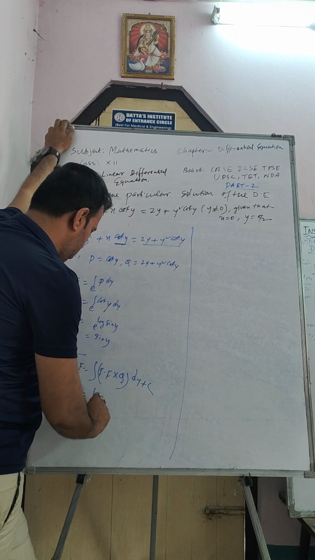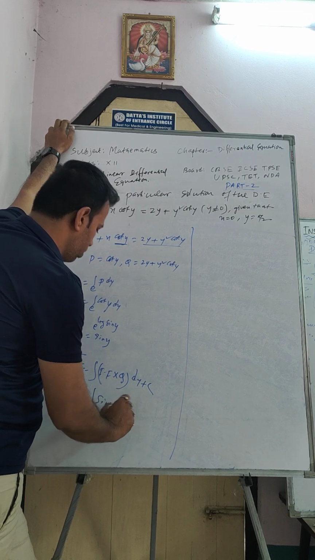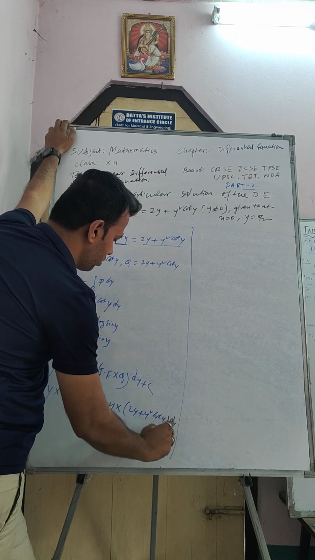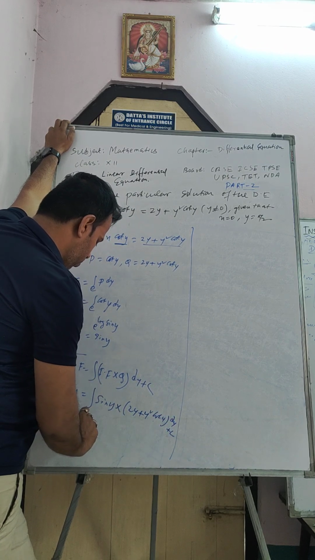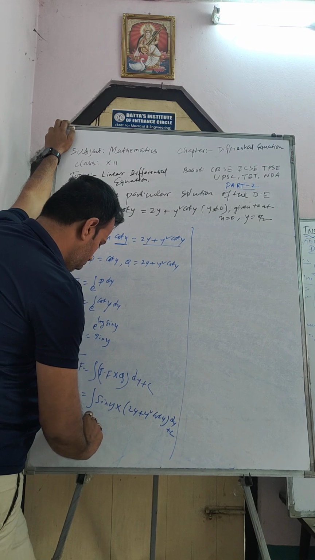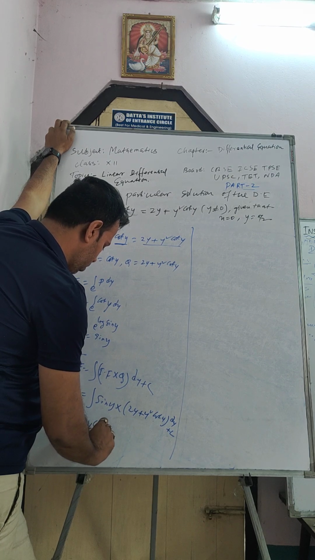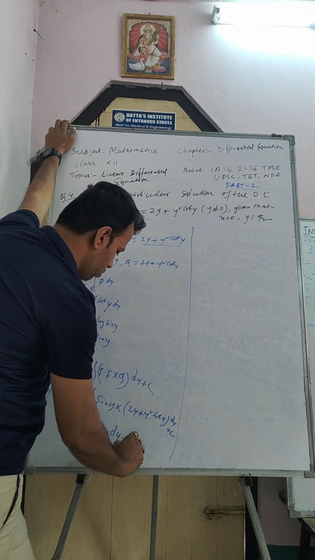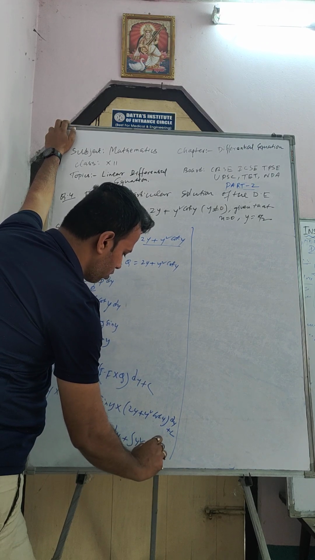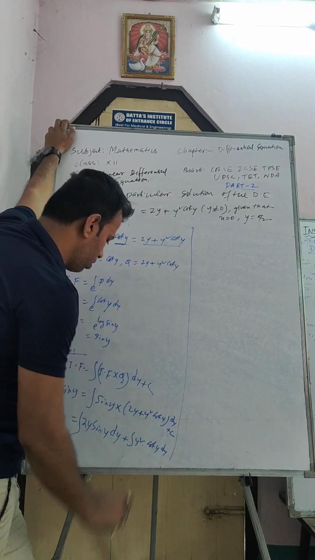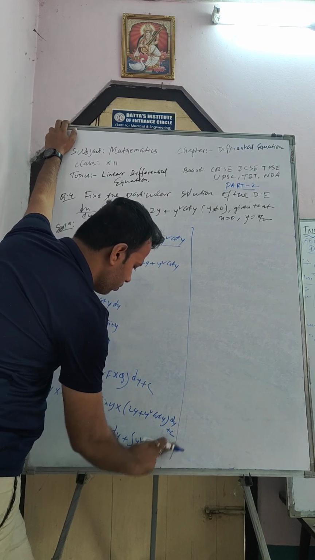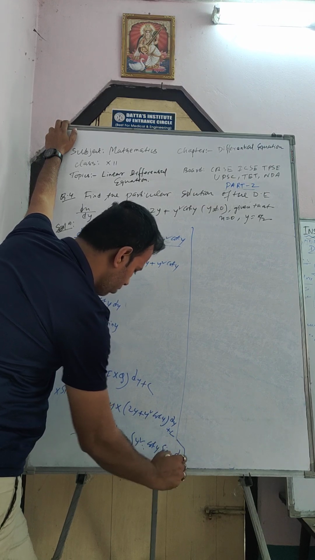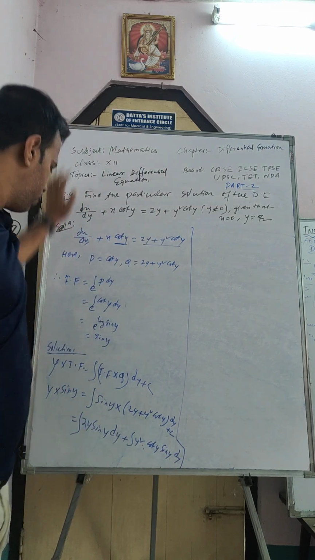So if IF is sin y, Q is 2y plus y square cot y dy plus c. If you multiply it, this one will be 2y sin y dy, and it will be y square cot y dy into sin y dy. Okay, the solution is like that.